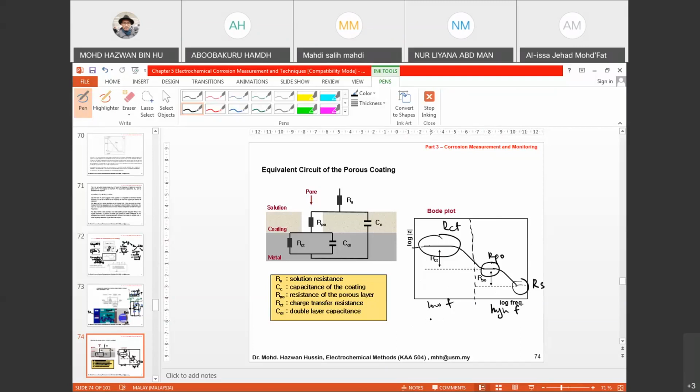Shamira? Don't know? Okay. Mahdi? Yes, doctor. Low frequency actually happens where? At the inner Helmholtz plane region or outer Helmholtz plane? In outer. Outer. Yeah, outer. No, not outer. In high frequency, outer.